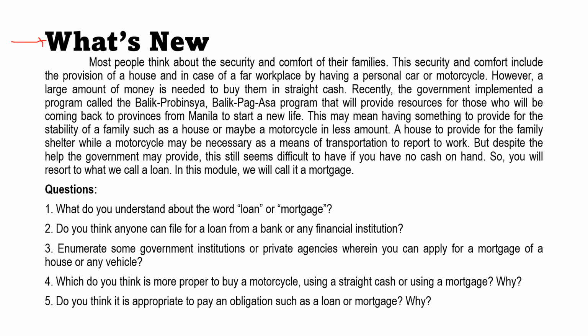So for what's new, most people think about the security and comfort of their families. Yes, we always think for the future and for the security and comfort of our families. So these include the provision of a house, and in case of a far workplace, having a personal car or motorcycle. However, a large amount of money is needed to buy them in straight cash. It's very hard for us to buy an instant car with straight cash.